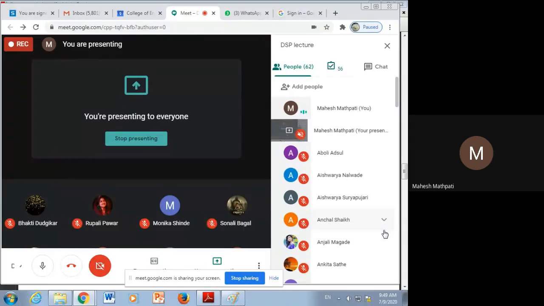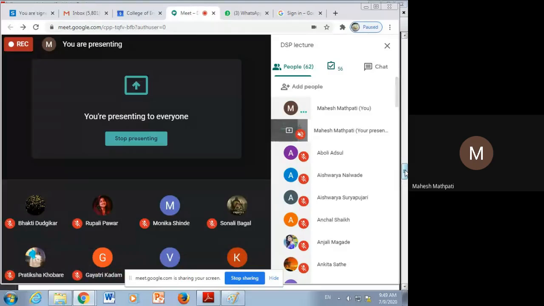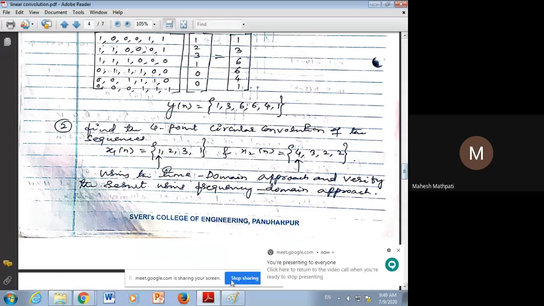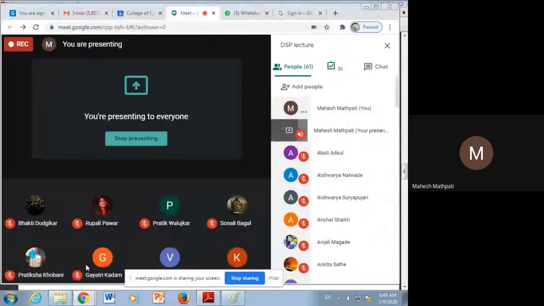Aishwarya is there? Aishwarya Nalaude. सकाळी सकाळी गायब झाले का मॅडम?